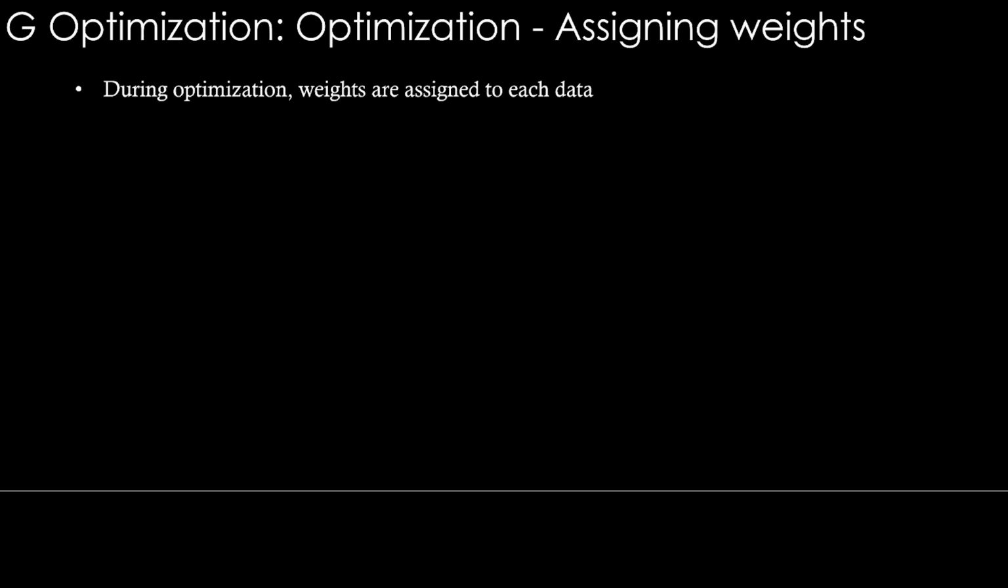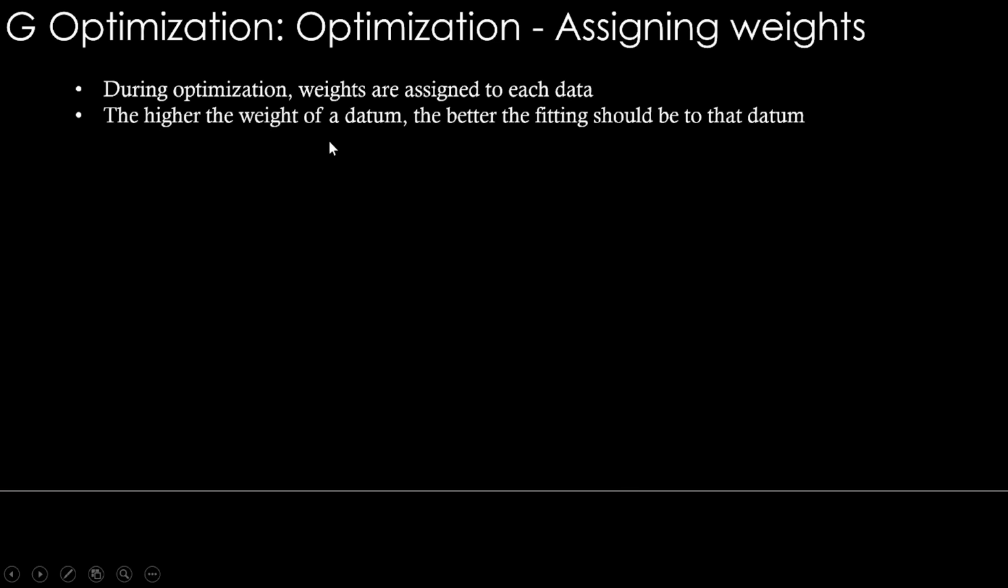And for this also, if we think some data are really good and that particular data should be fitted really nicely and there should be very less error when the model fits to that particular data, if that is the requirement, we can assign higher weight for that. And similarly, if we feel some data is poor, we can assign lower weight to them. During optimization, weights are assigned to each data. The higher the weight of a datum, the better the fitting should be to that particular datum. If required, input data should be corrected for systematic errors.